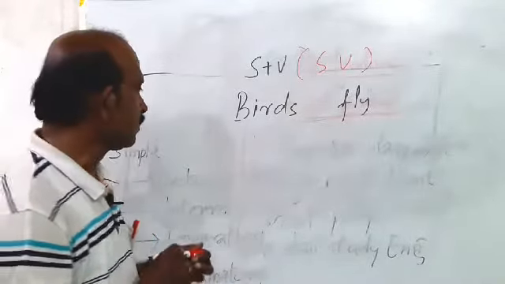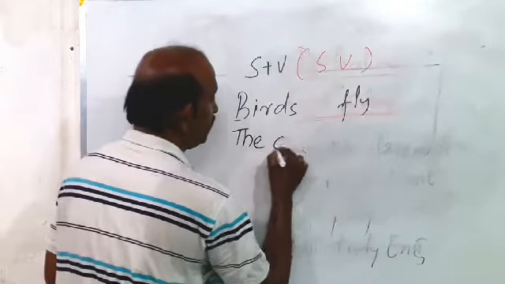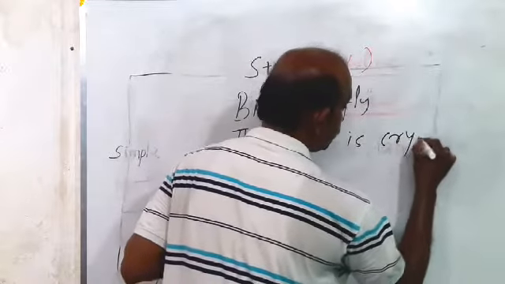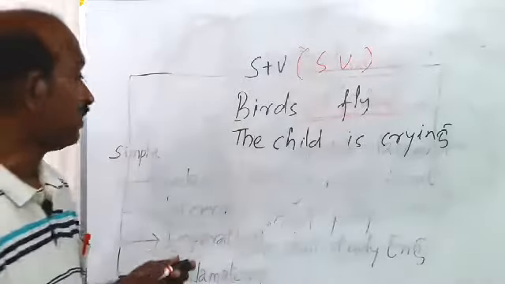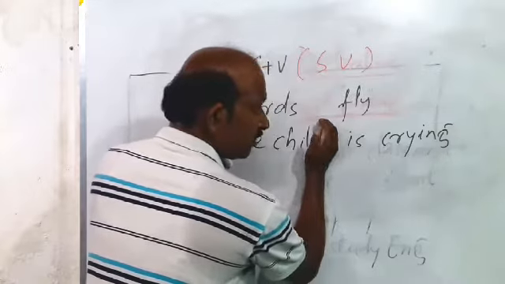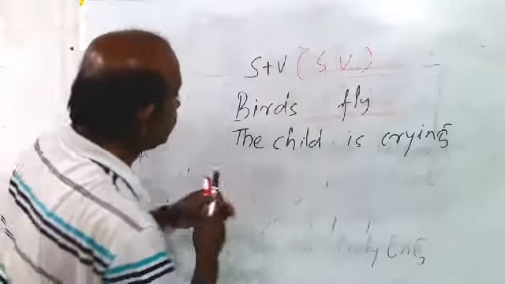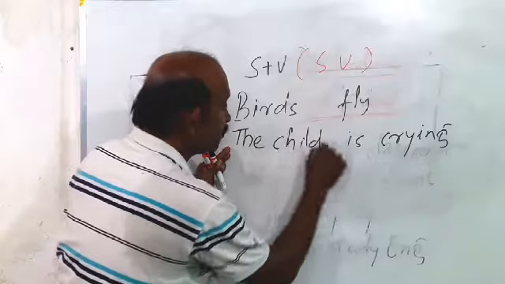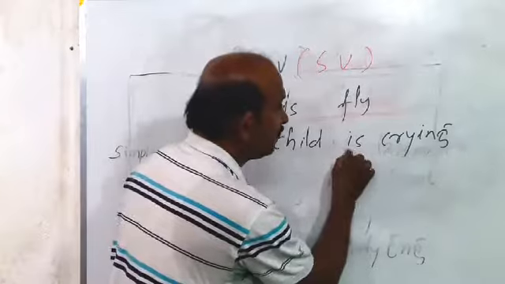Like, the child is crying. In this sentence follow, the child is crying. The child, it is the subject phrase. In the first sentence there was only one word and that was the subject. In this subject phrase there are two words, and the main word is the noun. And here there are two verbs, is and crying.